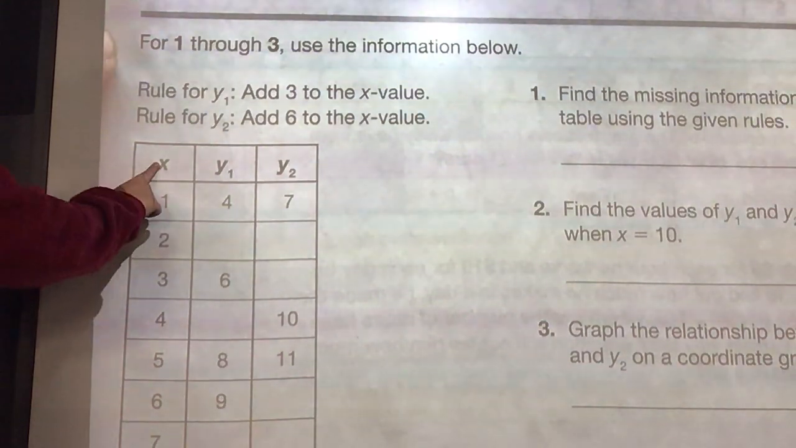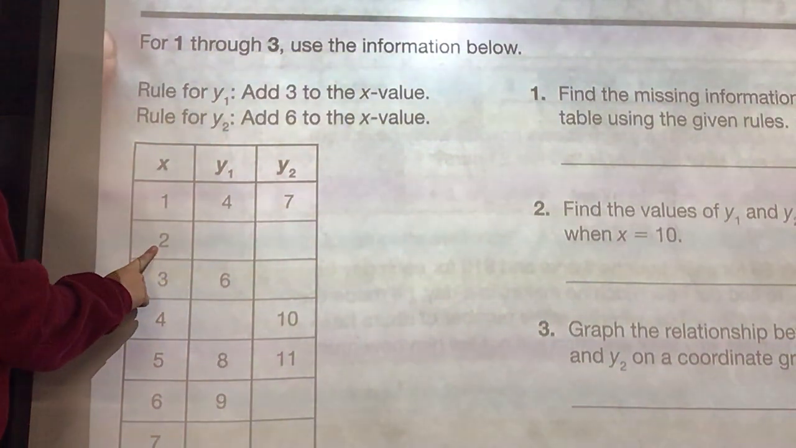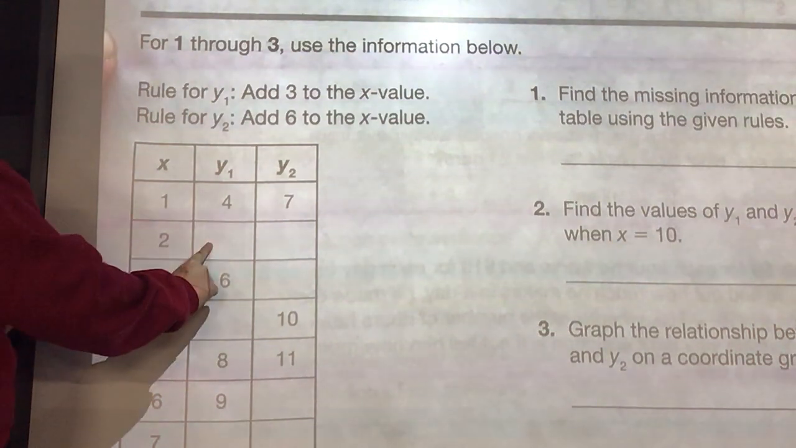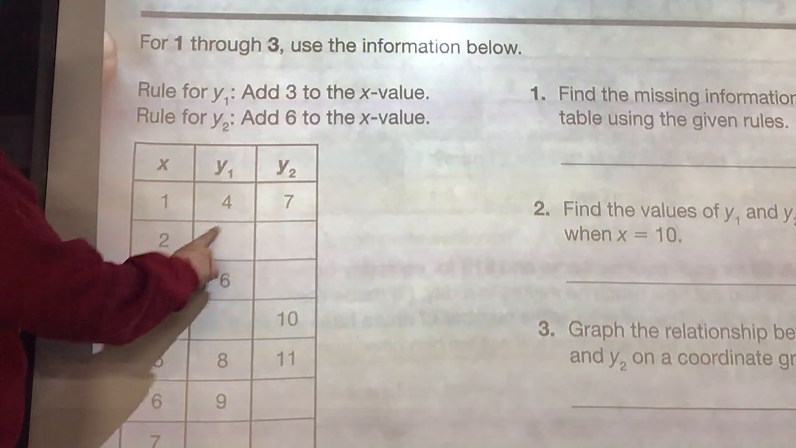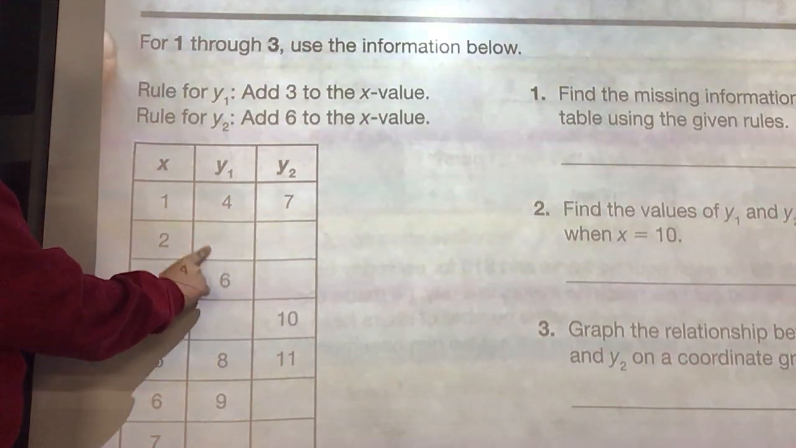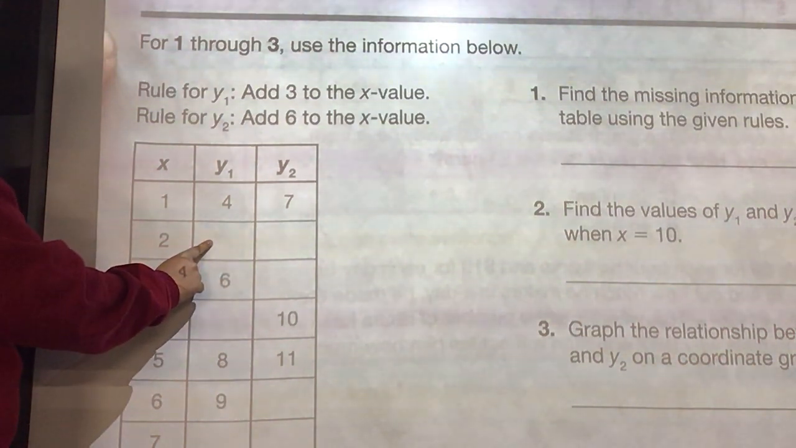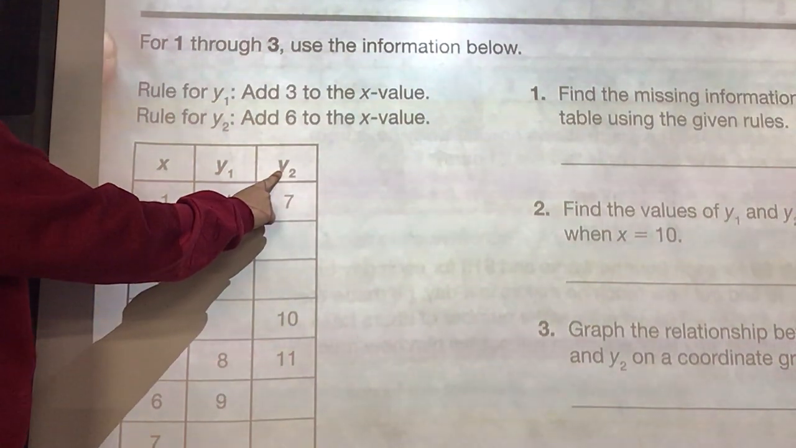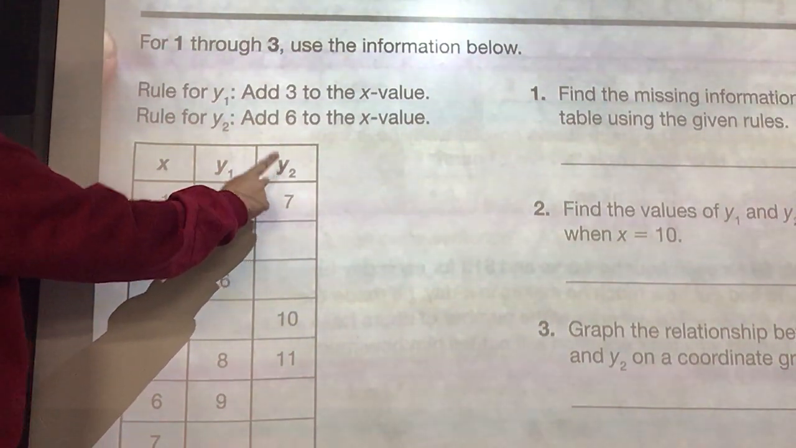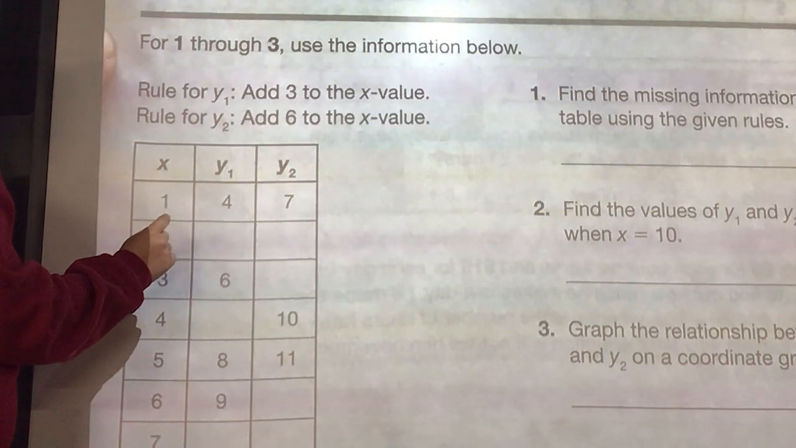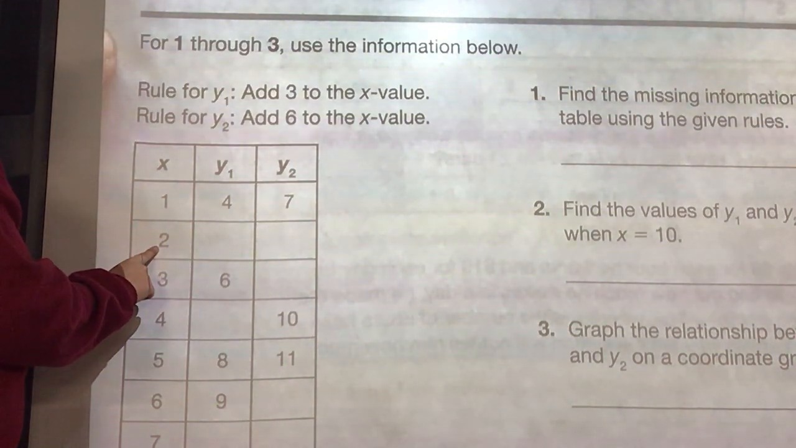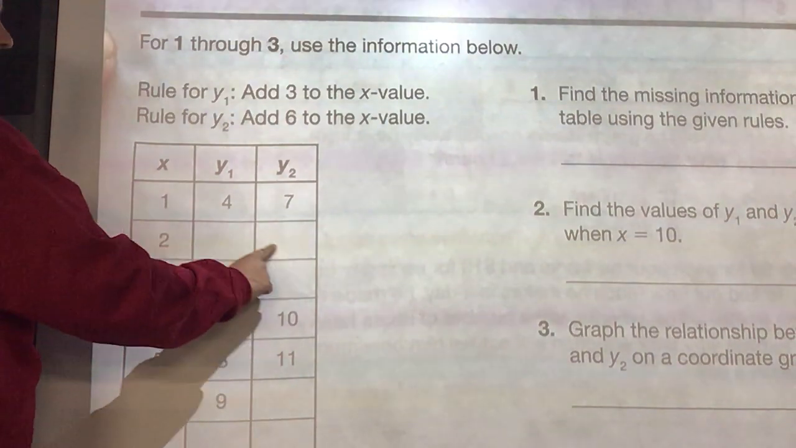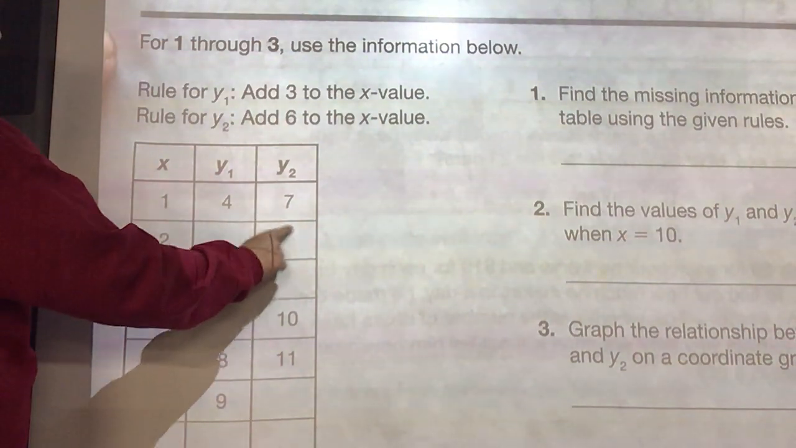All right, so they give us x is 2 here. What is my rule for y1? Add 3. So what's 2 plus 3? 5. So write a 5 right here. All right, y2. What is my rule for y2? Add 6. Add 6 to what? X. So 2 plus 6 is? 8. So I'm going to have an 8 right here.